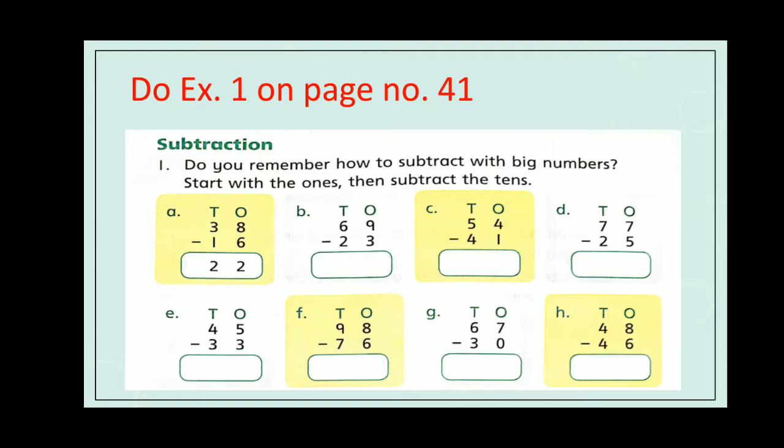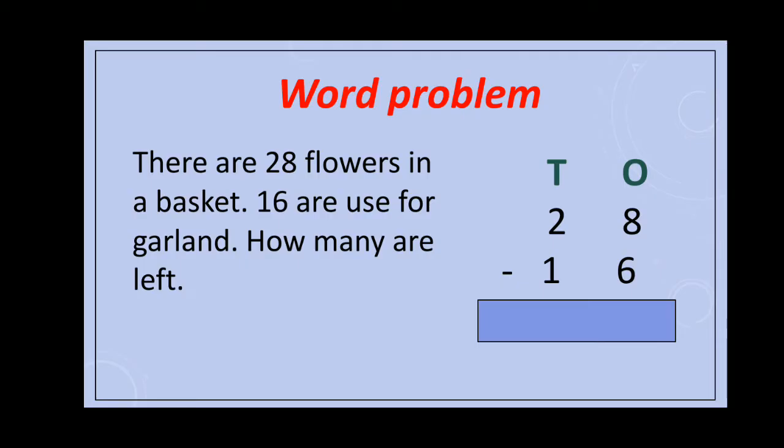Subtraction. Do you remember how to subtract with big numbers? Start with the ones, then subtract the tens. Word problem. There are 28 flowers in a basket. 16 are used for garland. How many are left? Let's find out. 28 minus 16. First we start with ones. So 8 minus 6 is equal to 2. And now tens. 2 minus 1 is equal to 1.